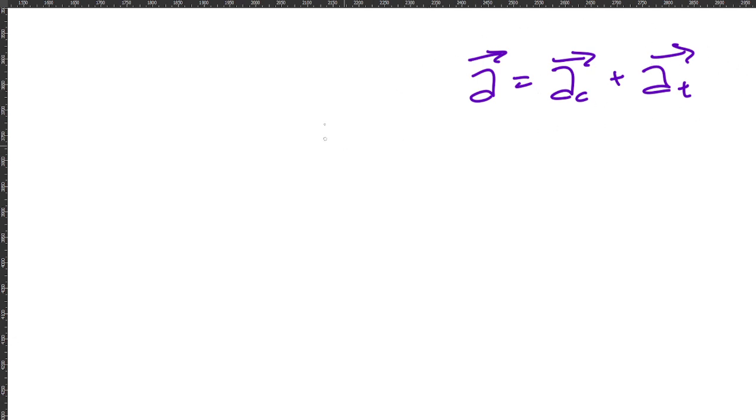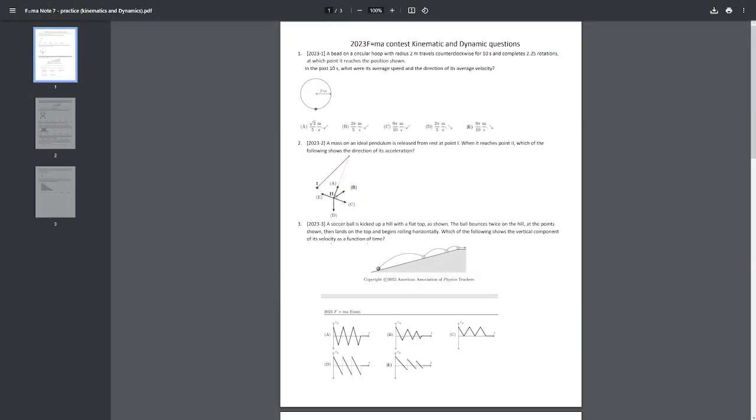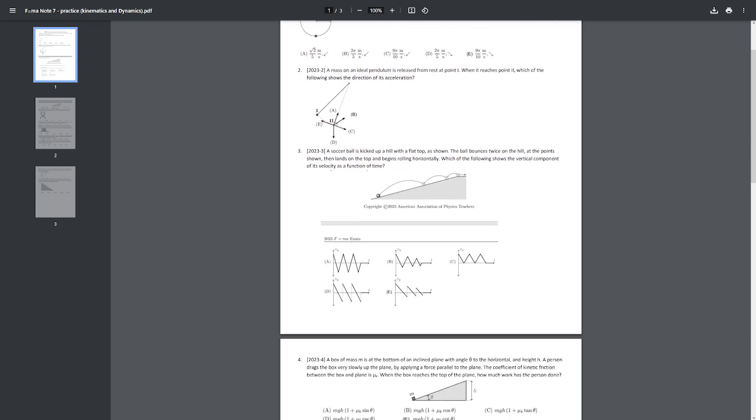Our pendulum starts at point 1. We're asking for the acceleration at point 2, right? So we know that our centripetal acceleration is going to be pointing in this direction. Our tangential acceleration is going to be pointing in this direction. So our total acceleration is going to be somewhere in here, probably like here. And that means if we go back to our worksheet, that's going to give us answer choice B once again. And yeah, that's how you do it. It's just simple vector addition.